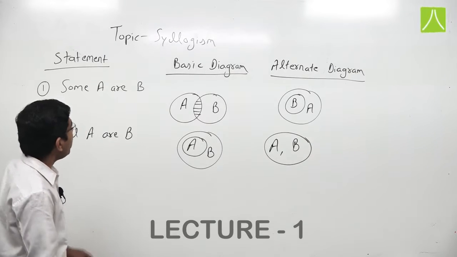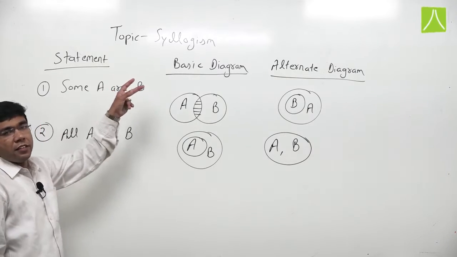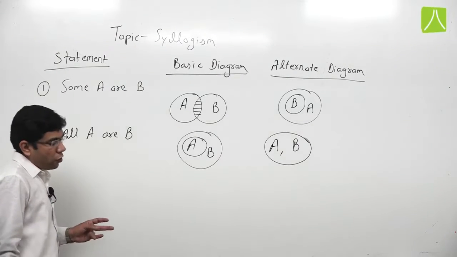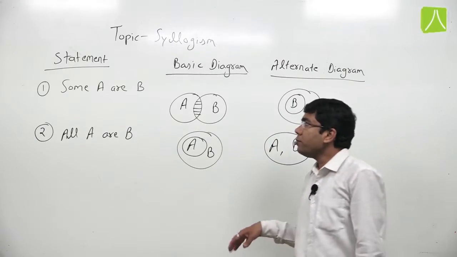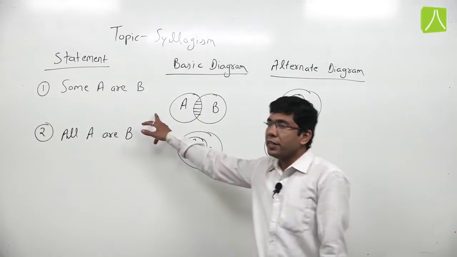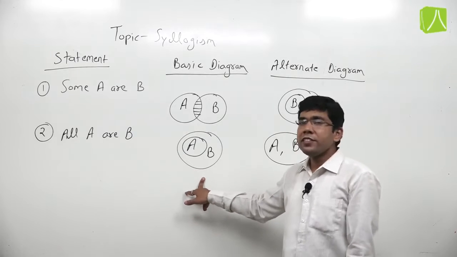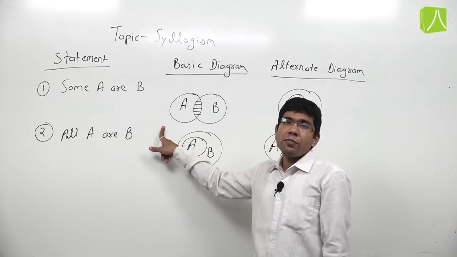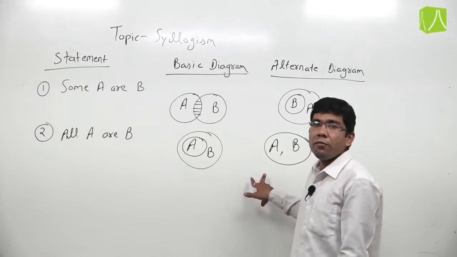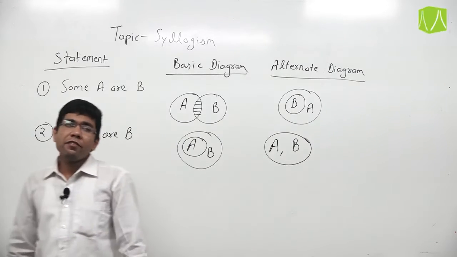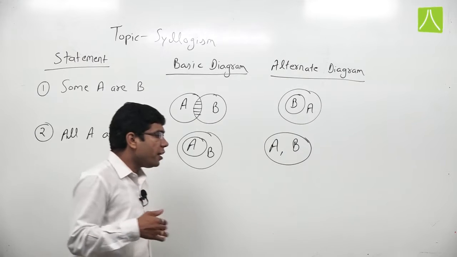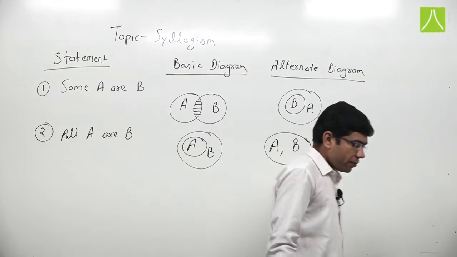Hello friends, today we discuss the topic syllogism. In this topic, we have to determine the conclusions on the basis of some given statements. As on the board, you can see that this topic is always dealt with the help of the Venn diagram. Now, first we have to learn how we can draw the Venn diagrams.